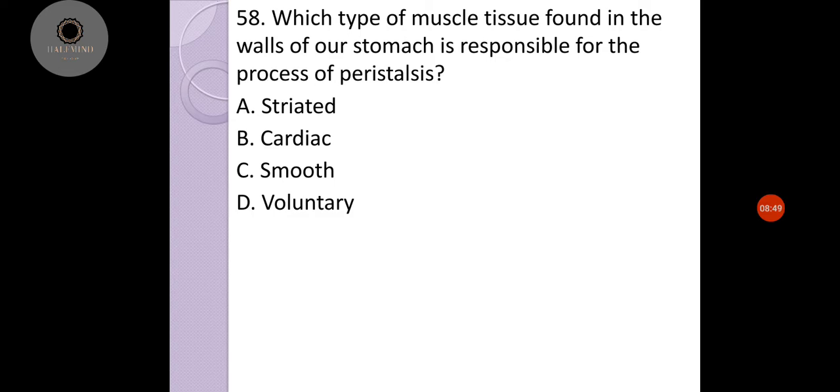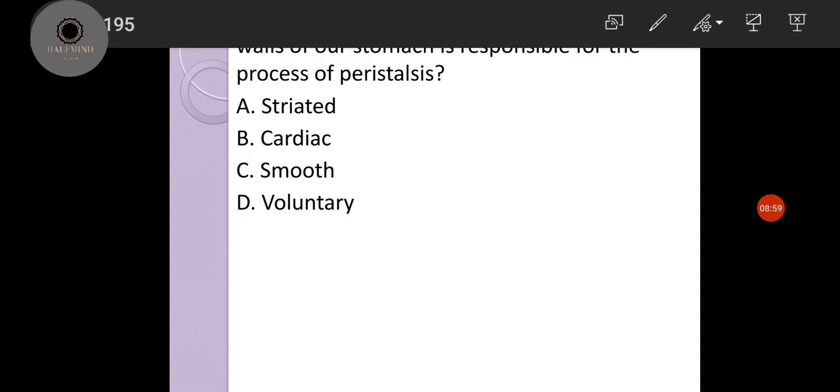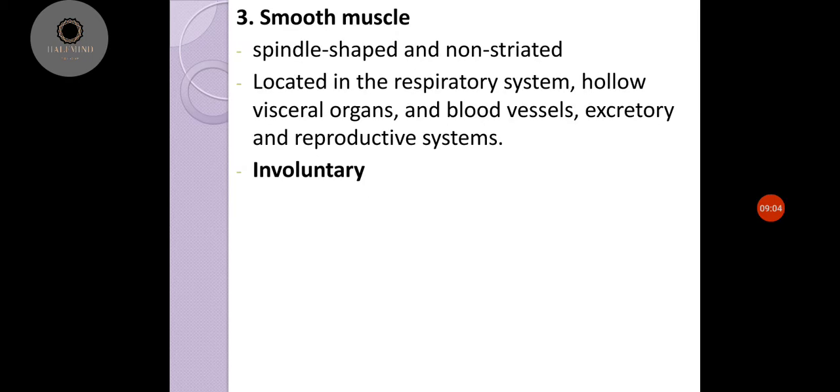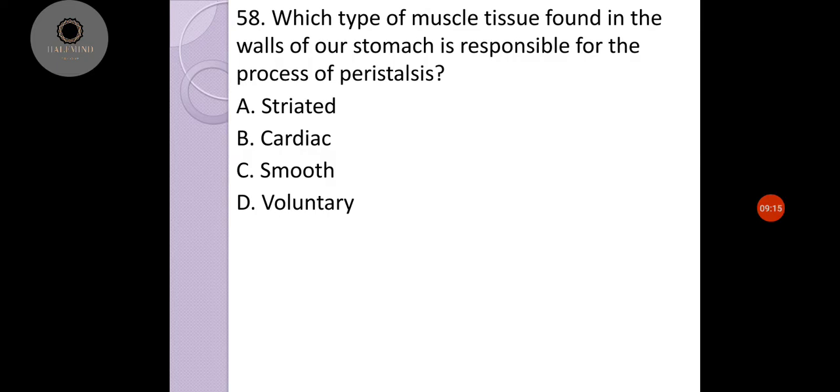So let's go back to our question. The question is asking which type of muscle cell tissue found in the walls of our stomach is responsible for the process of peristalsis. Now our answer here is letter C. Why? It's because our stomach is an example of a hollow visceral organ. So our answer here is letter C, smooth muscle. Yung muscle na nasa walls ng stomach natin, which is responsible for the process of peristalsis, is called smooth muscle.